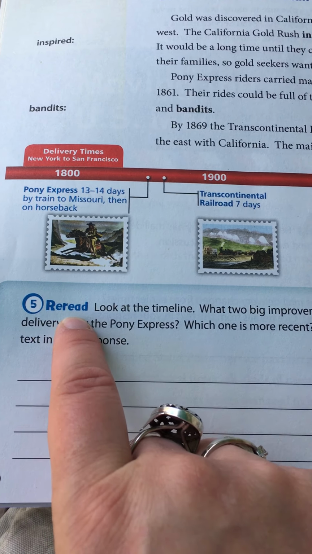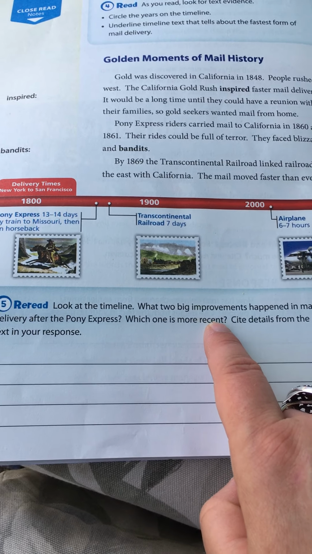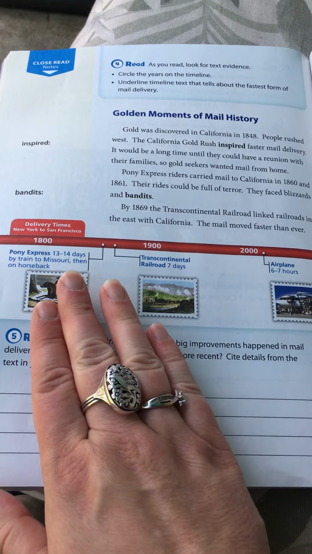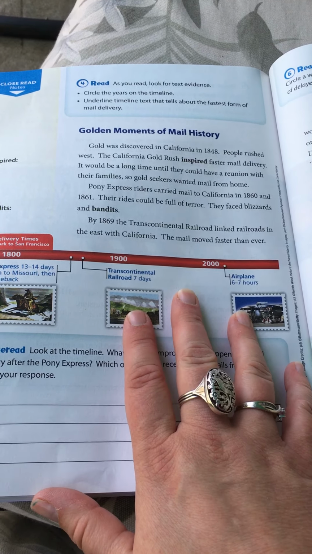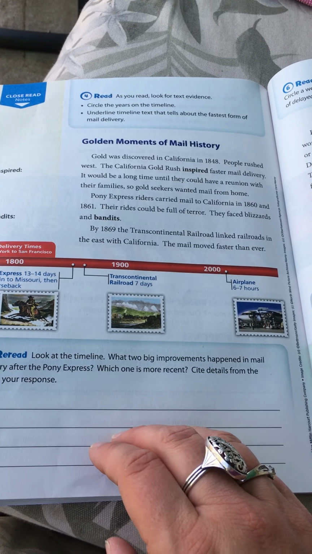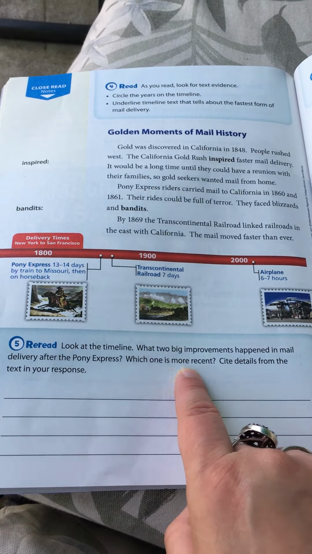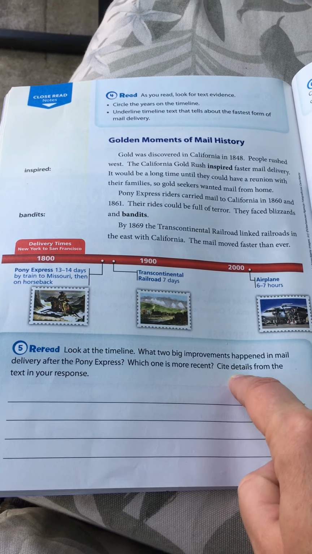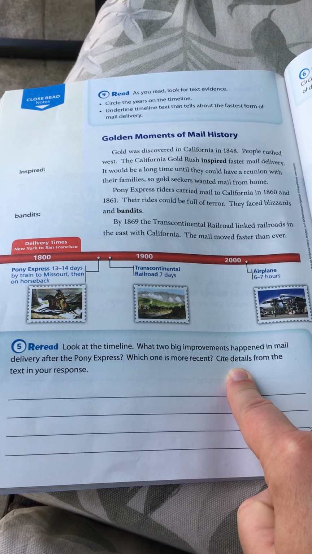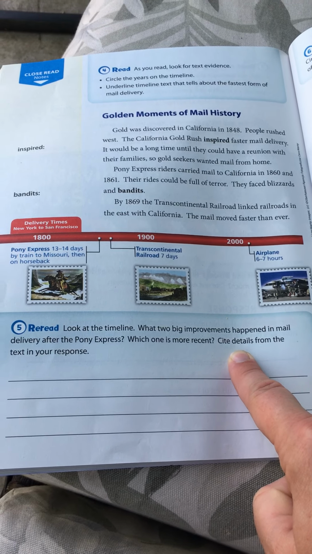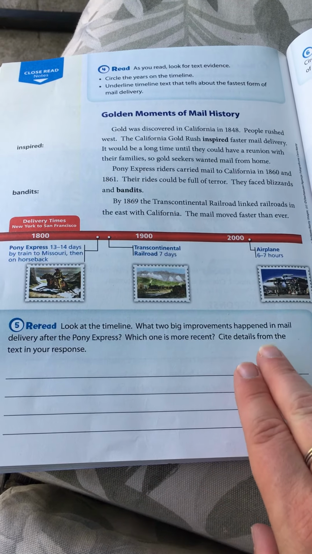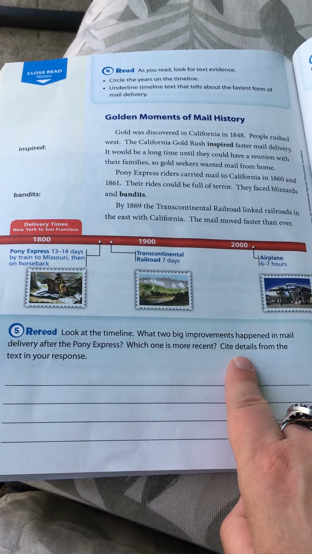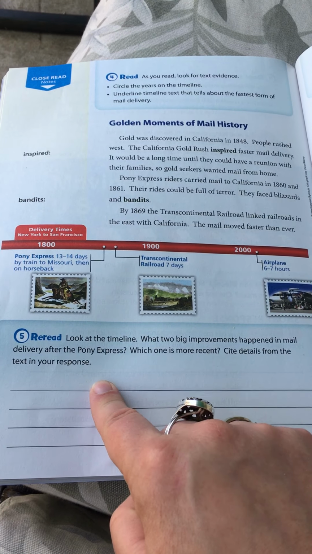Okay, part 5, reread. Look at the timeline. What 2 big improvements happened in mail delivery after the Pony Express? So after the Pony Express, look at these 2 improvements in the mail and write down how it improved. Which one is more recent? Cite details from your text in your response. Remember how we talked about when we need to cite details, the S on details means that it's plural, and plural means more than one. So you're expected to write at least 2 details in your response about how you know which one is more recent and what improvements have been made.